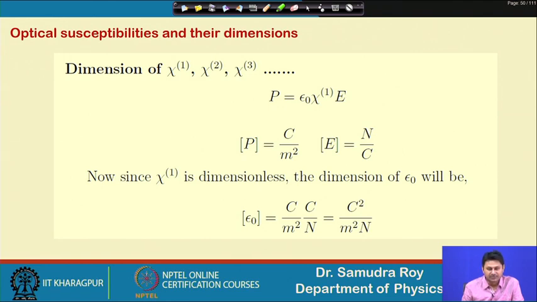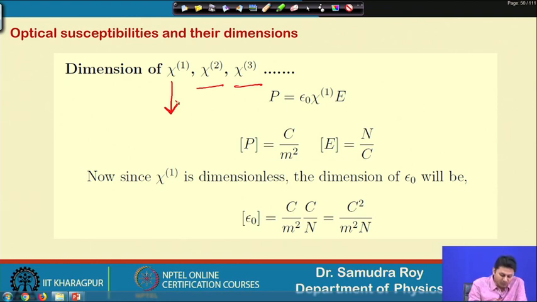So, optical susceptibility should have some kind of dimension, because the susceptibility is not now first order. In nonlinear optics, we have second and third order susceptibility. So, when the second and third order susceptibility are there, then there is a possibility that it should have some kind of dimension. However, we know that the first order susceptibility should not have any kind of dimension.